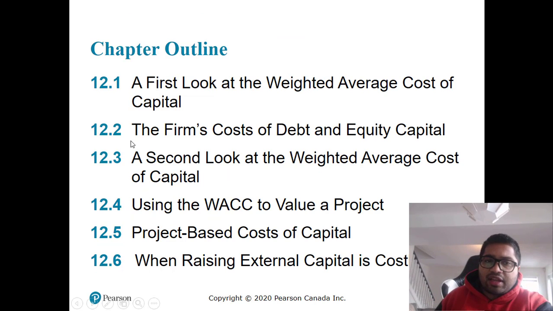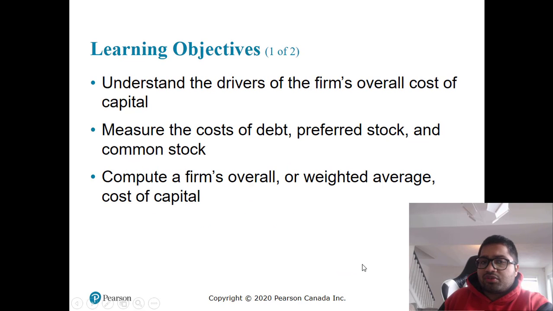So chapter outline: we are going to discuss a first look at weighted average cost of capital. We are going to discuss cost of debt and equity. We are going to have a different look at weighted average cost of capital. We'll use WACC to value a project, project-based cost of capital. Raising external capital is costly, so how to deal with that.